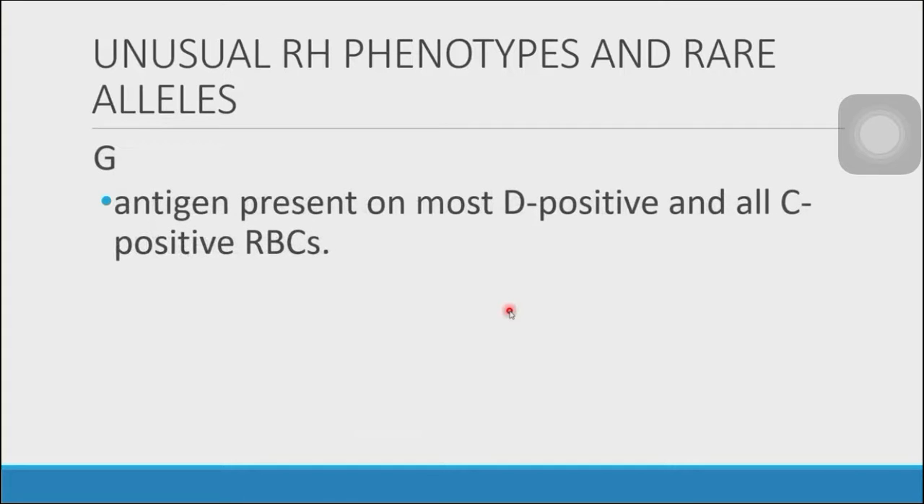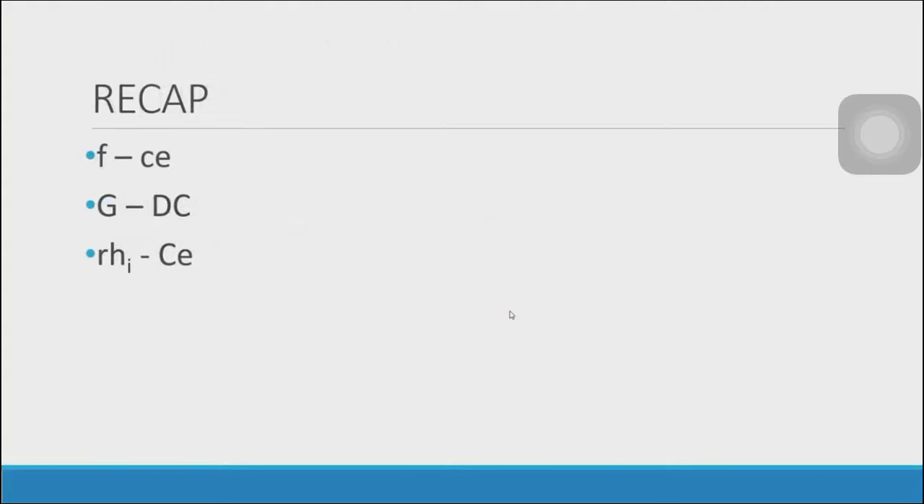Next, we have the G antigen. It is an antigen expressed or present on most D positive and all C positive RBCs. Ito naman, same haplotype, and then dapat magkatabi yung big D and big C. Okay, magkatabi yung big D and big C. Again, ito yung mga dapat tandaan.